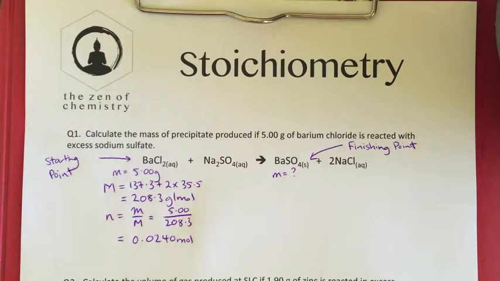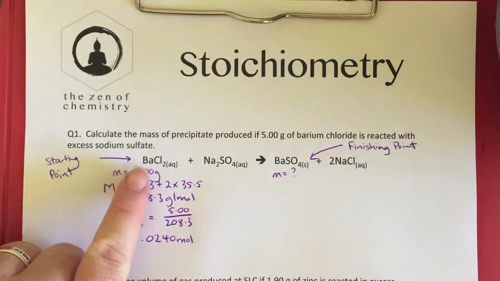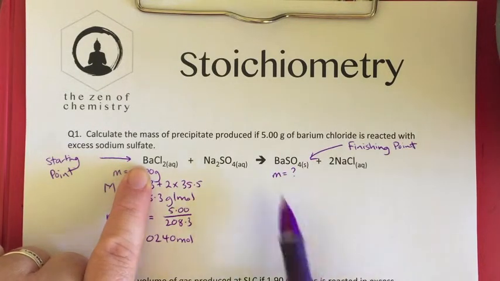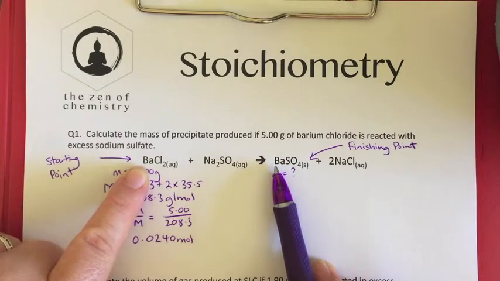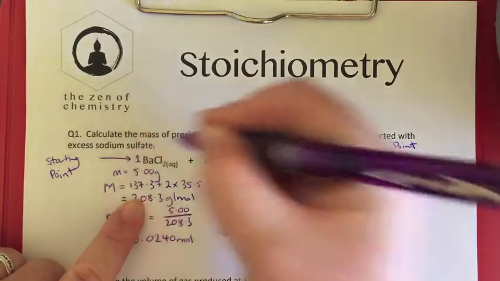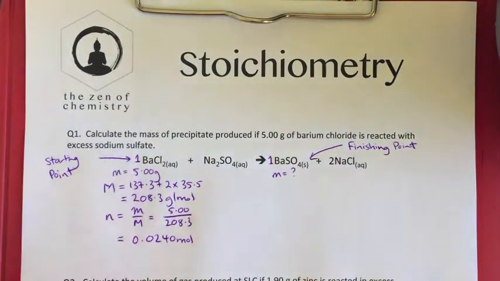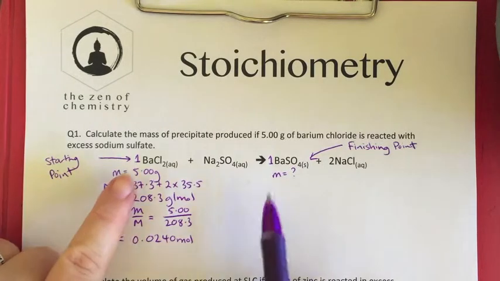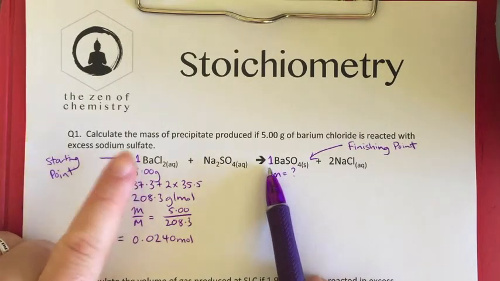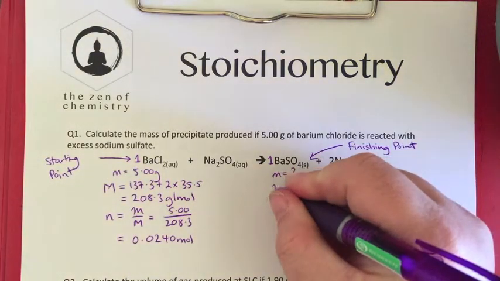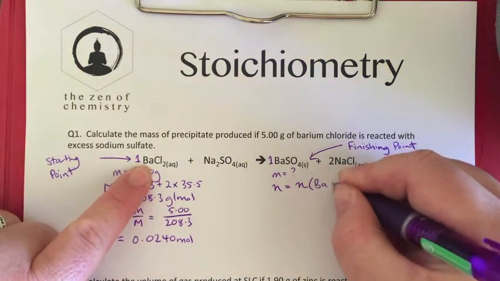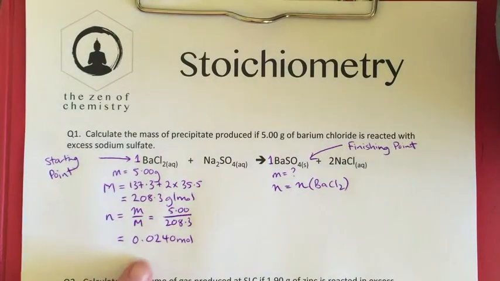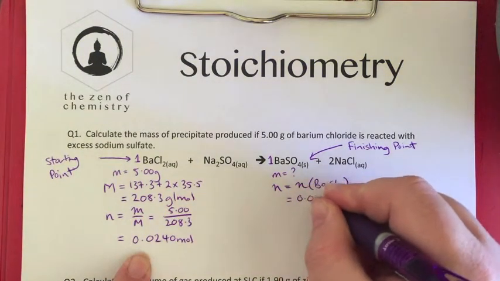As I mentioned, we always work through number of moles. And what I mean by that is we look at the ratio of barium chloride from our starting point to our finishing point. And what is implied behind those is that we have a 1 and a 1 there. They're invisible in the equation, but this is a balanced equation. So we have a 1-to-1 ratio. Therefore, the number of moles of barium sulfate is equal to the number of moles of barium chloride. So it is equal to this number here that we've just calculated.